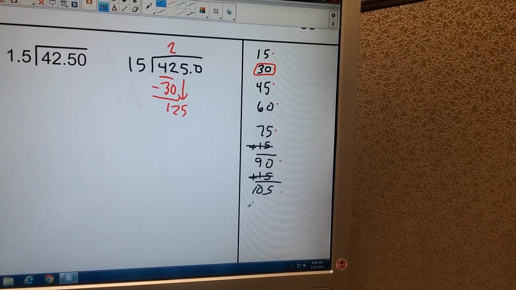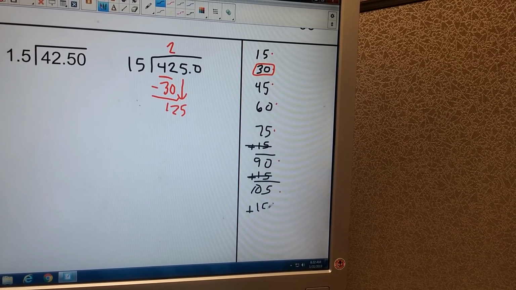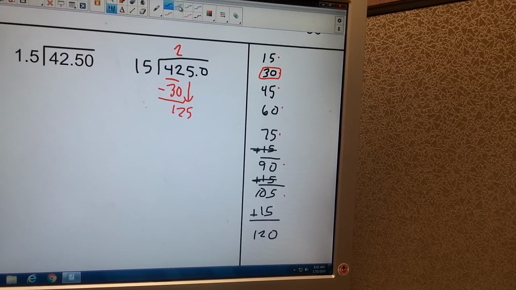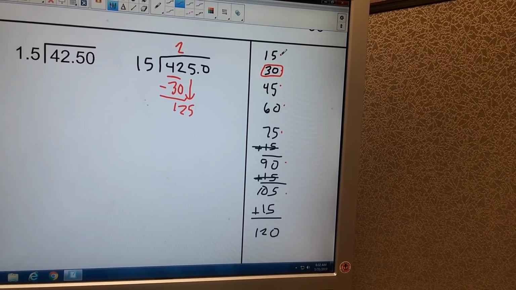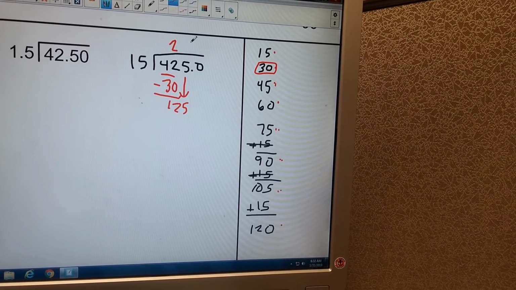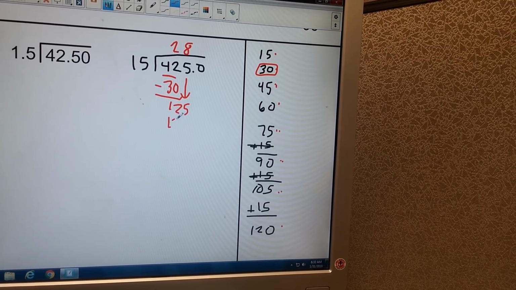Ooh, 125. So I better continue down here. Looks like I didn't go far enough. Let me add another 15. Alright, that's 120. So that's what it's going to be. Let me see how many it takes. 1, 2, 3, 4, 5, 6, 7, 8 groups it looks like. 8 groups gives me 120.